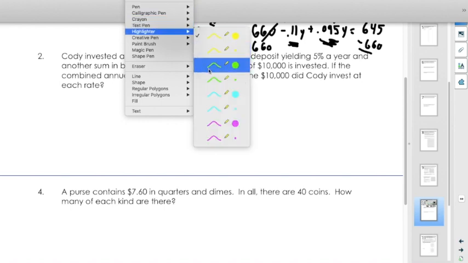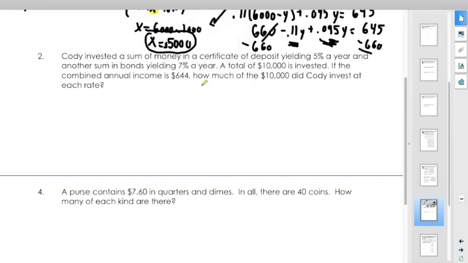Okay, what am I looking for? How much of the $10,000 did Cody invest at each rate? So, how much of it at each rate? Well, there's two rates here, right? 5% and 7%. And it's asking us how much at those rates.